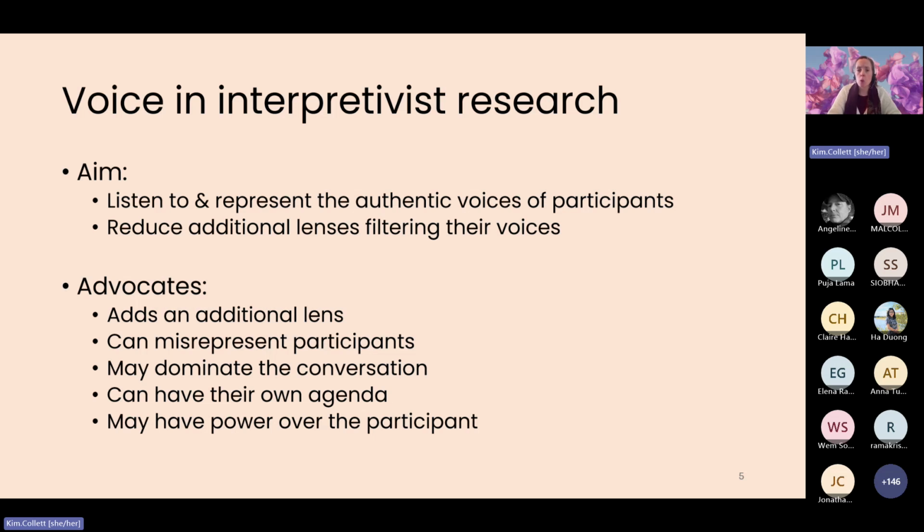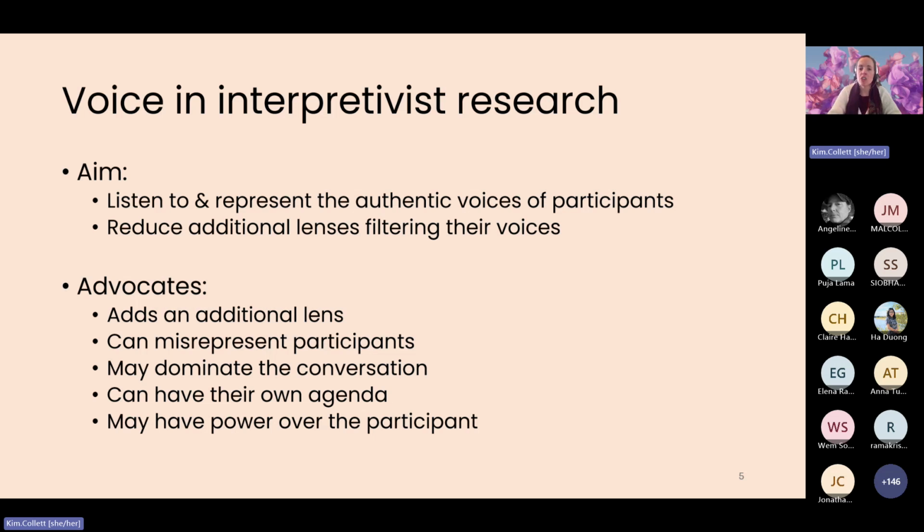But advocates can also dominate a conversation. Depending on who the advocate is, what training they've had, and so on, they may be the dominant voice in that conversation and the participant sidelined, so you don't get to hear their voice. They can also have their own agenda, or they can bring their own experiences to it. Both of the participants wanted family members as their advocates, which adds an additional layer, which I'll talk about in a second.